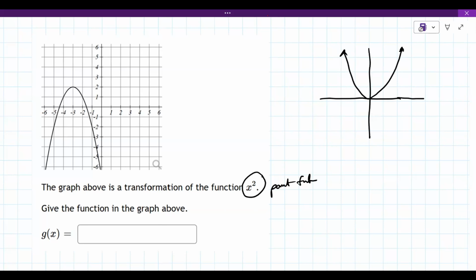There's a couple of things you probably noticed. The first is that the vertex has moved. So in words, it's moved left 3 and up 2.